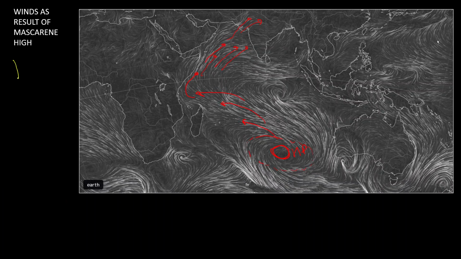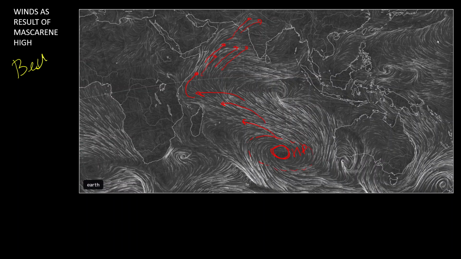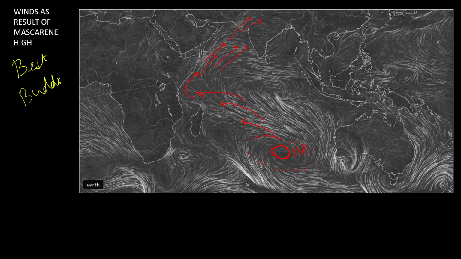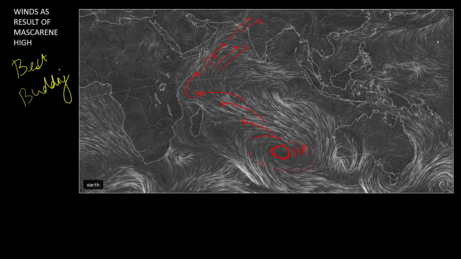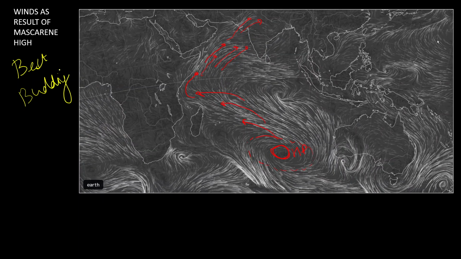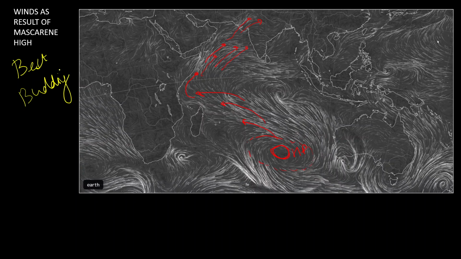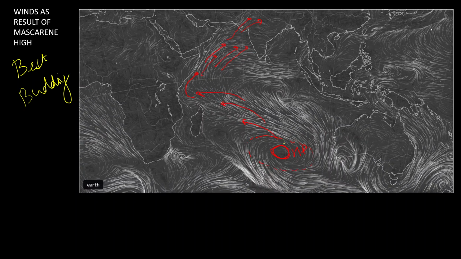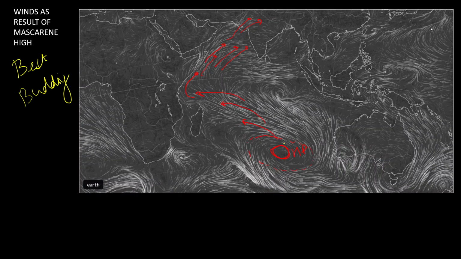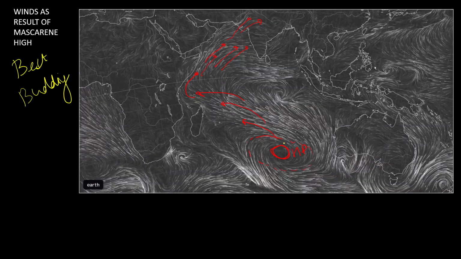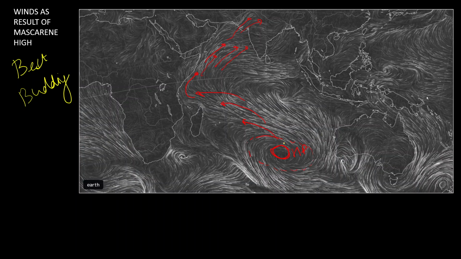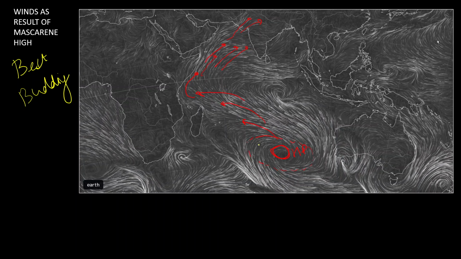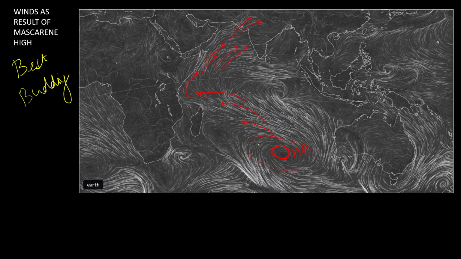It is one of the best buddies or best friends because of its ability to provide high velocity wind to the summer monsoon. So always remember that these winds from the Mascarene High help in the onset of the summer monsoon. If this Mascarene High gets delayed in forming, then it may delay the onset of the Indian monsoon.